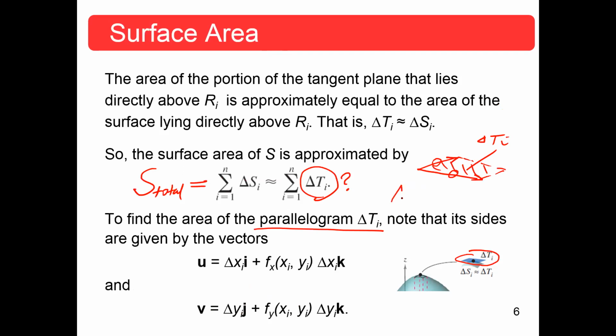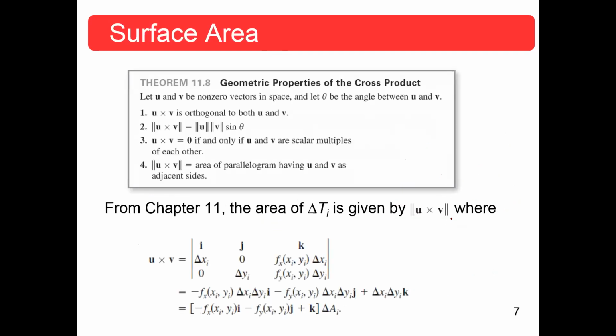And we have talked about before, the area of the parallelogram, if this is u and this is v, can be computed by using the magnitude of u cross v. When we are looking at vectors, you probably remember that the area of the parallelogram is the magnitude of the cross product of the two side vectors. So vector u is in the x direction, vector v is in the y direction, and we're doing u cross v, finding its magnitude.